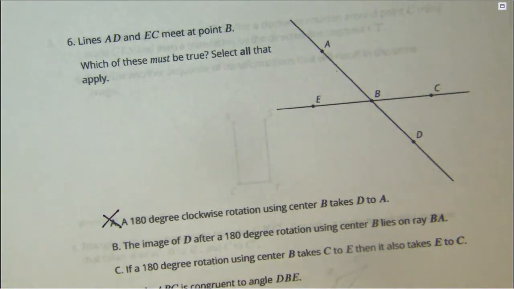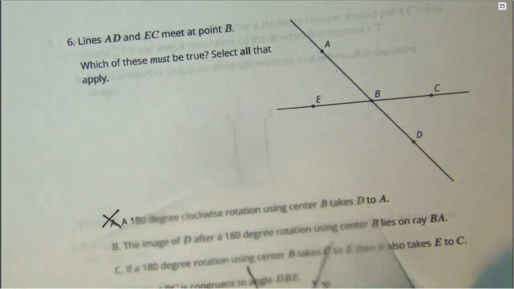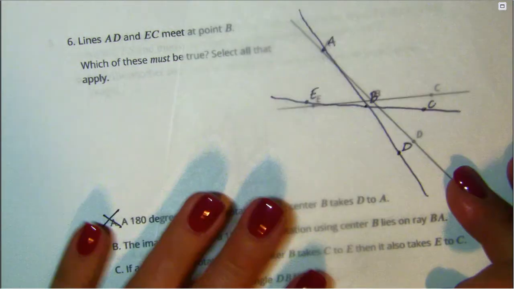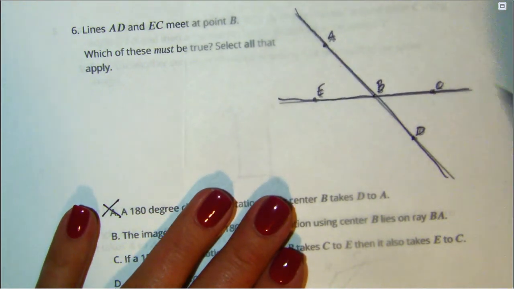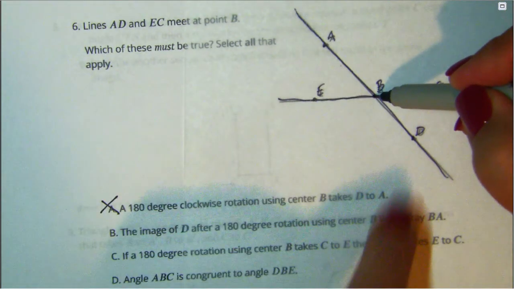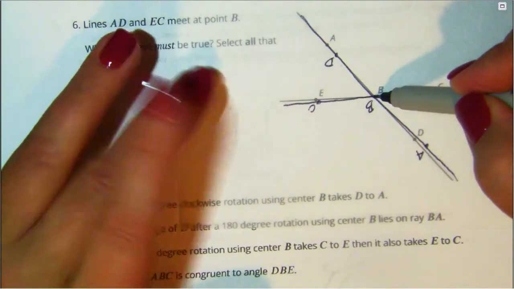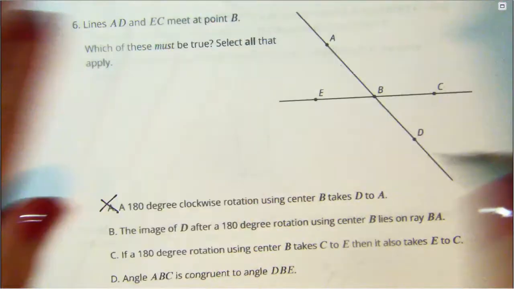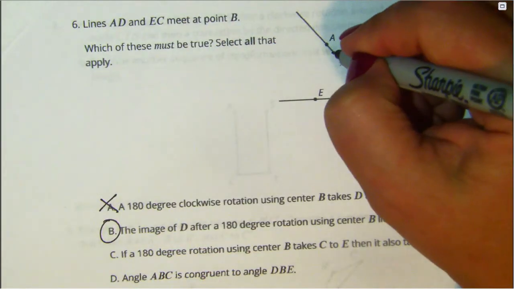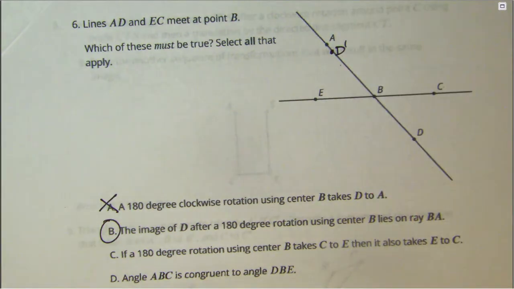The image of D after a 180-degree rotation using center B lies on ray BA. The image of D. So when I do a rotation of 180, there's 90, 180, does it lie on BA? Yes, that's true. It was just like right there. So it's D prime. If a 180-degree rotation using center B takes C to E, then it also takes E to C.